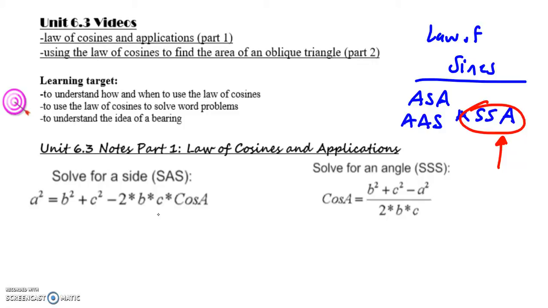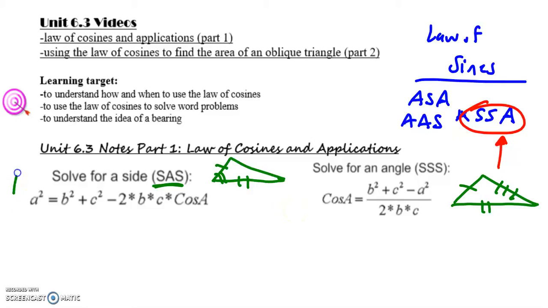What I want you to notice about the law of cosines is there's two situations that it is used for. When you're given side, angle, side, or if you're given a triangle with three sides, side, side, side. So unlike sines, cosine is used in a different situation.